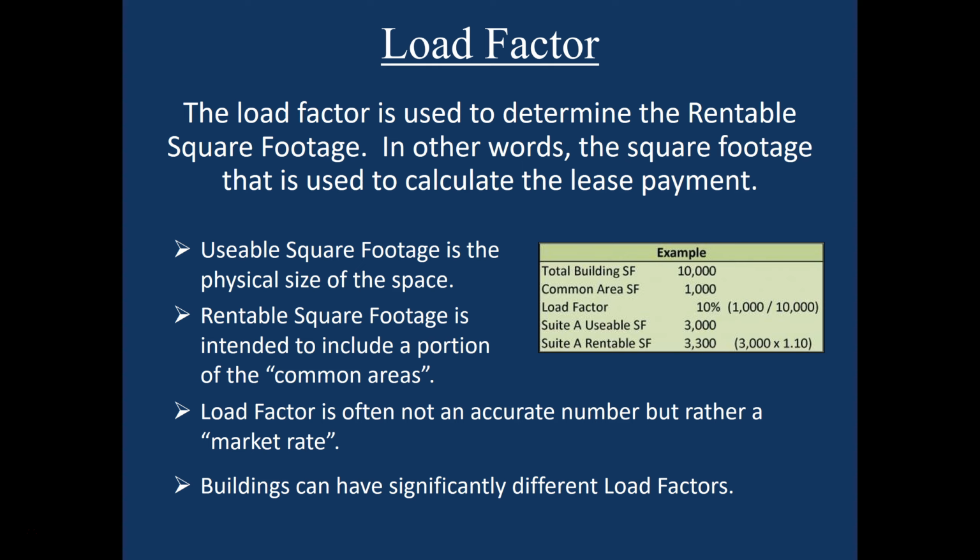For example, let's say you have two buildings that have a similar lobby size. One building is 50,000 square feet and the other building is 100,000 square feet. In the larger building, the lobby is a smaller portion of the building and therefore has a smaller impact on the load factor. So if you're looking at a small building with a large lobby or other large common areas, then you can expect the load factor to be very high.